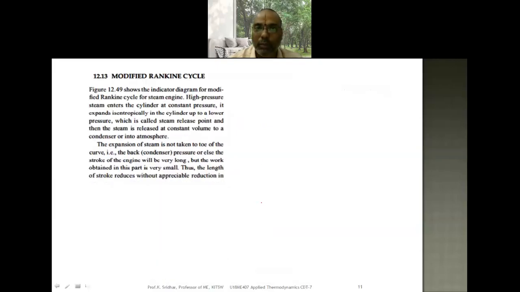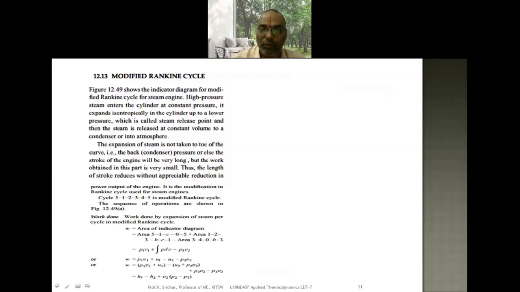Then the second important topic in today's CDT is the modified Rankine cycle. The modified Rankine cycle is basically used in steam engines. So far we have been discussing steam turbines. This particular paragraph is very important.